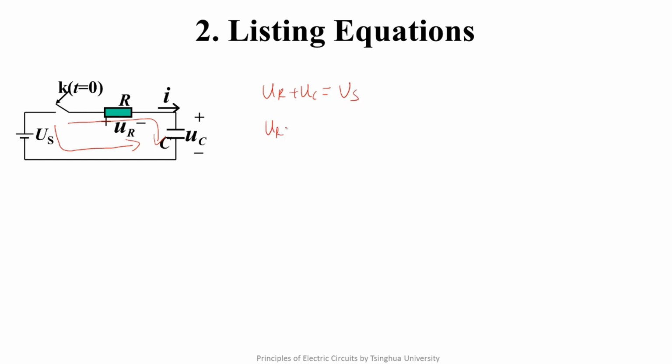By using the element constraints, we know that UR is equal to I times R, due to the associated reference directions of the voltage and the current. For the capacitor, we know that I is equal to C duc dt, which is a relationship between U and I under the associated reference directions. By solving the three simultaneous equations, we get RC duc dt plus UC is US. It is a first-order constant coefficient linear differential equation about the variable UC.